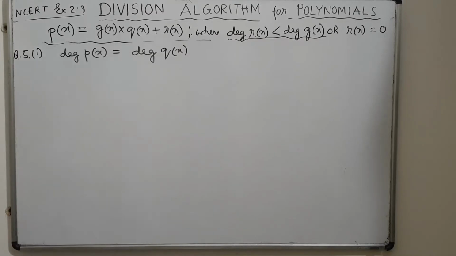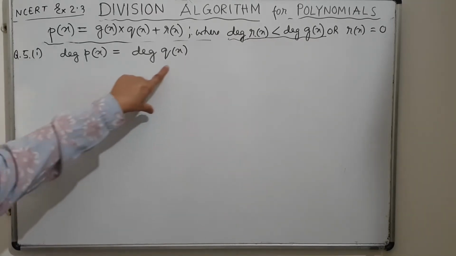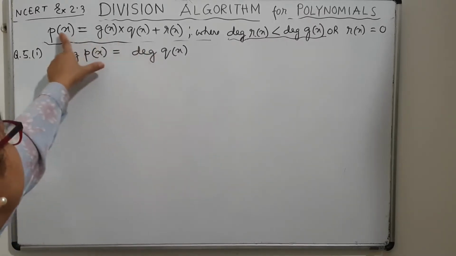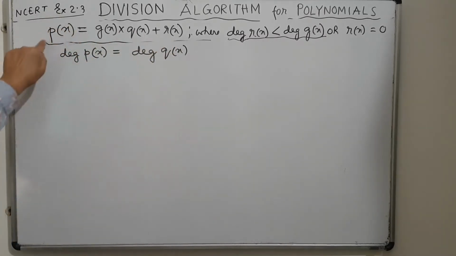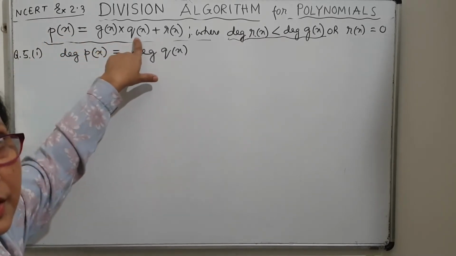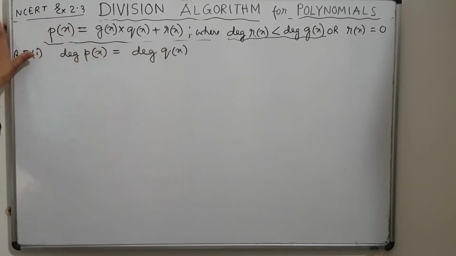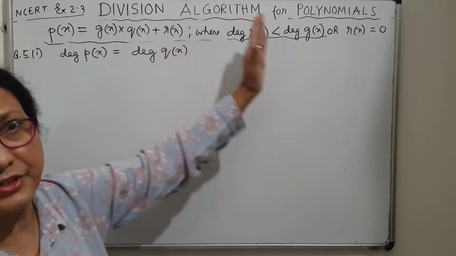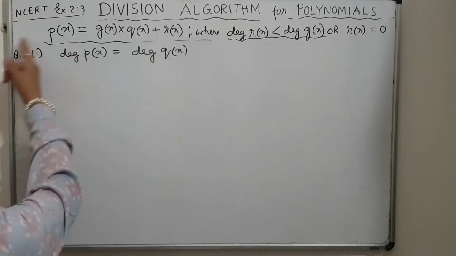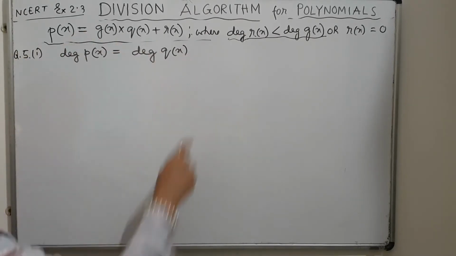Okay, here you see, degree of Px is equal to degree of Qx has to be satisfied. That means the degree of this dividend polynomial has to be the same as the degree of this Qx. Now in the equation, the degree of the left-hand side has to be the same as the degree of the right-hand side.